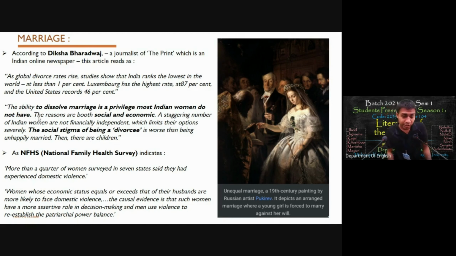Okay, so the ability to dissolve marriage is a privilege most Indian women do not have. Even if they are suffering in the relationship, they do not have quality time, so they cannot take a divorce because of society. They feel insecure if they take a divorce. Then if they go into society, the financial support will not be given to them, because they are not married or engaged to anyone. So this kind of mentality still exists here.